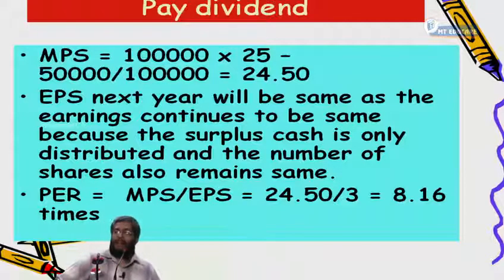I distributed cash now. Why do earnings remain the same? Tell me. Assets are not diluted. Only surplus cash is distributed. Same machine is there. Same profit can be earned in the next year also.